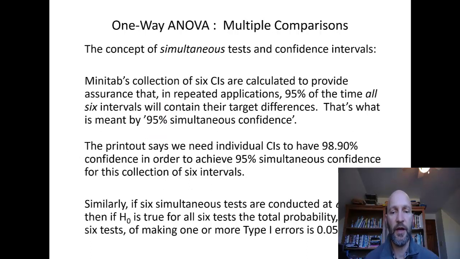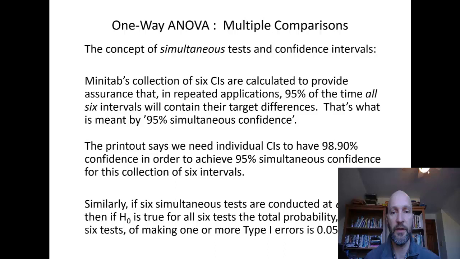And the idea behind that is that if we were to repeatedly generate these confidence intervals, we would want 95% of the time to have all 6 intervals containing the differences between the pairs of means. And that's what we mean when we say 95% simultaneous confidence.